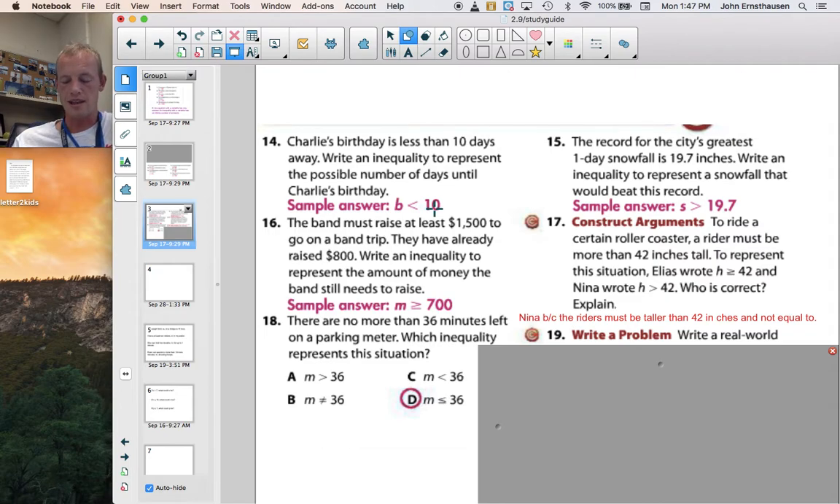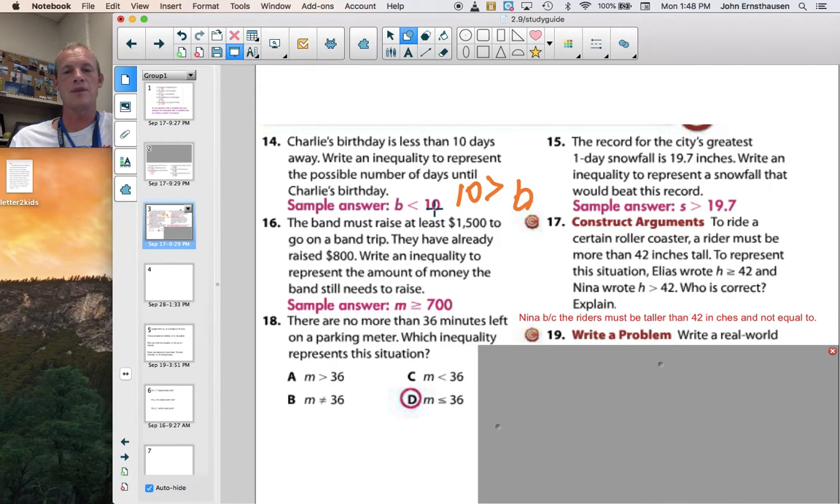By the way, there are two ways to write these. If B is less than 10, technically 10 is greater than B. I would have to give you credit, even though my preference is that you put the variable on the left and the number on the right. 15, S is greater than 19 7/10.